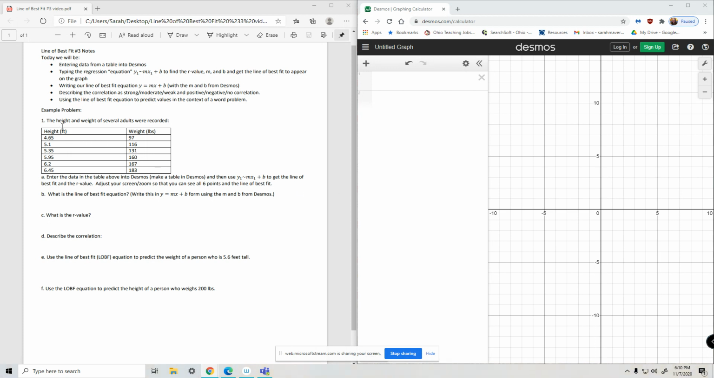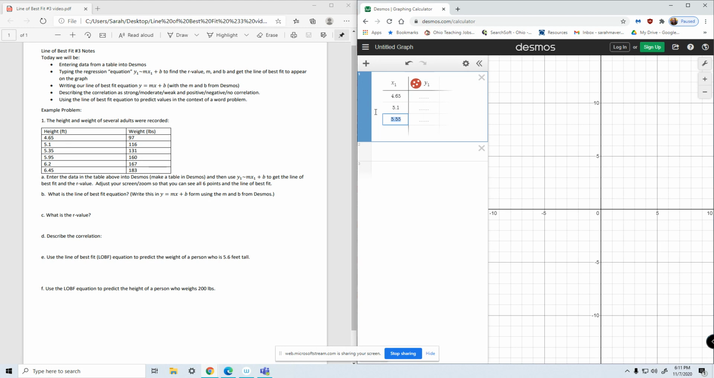So in this problem, we have the height and weight of several adults. Height is our x since it's in the left column. Height's being measured in feet. Weight is our y since it's in the right column, and that's being measured in pounds. So in order to be able to do any of this, we need to put this table in Desmos. So hit that plus sign, hit table, and start entering in your values.